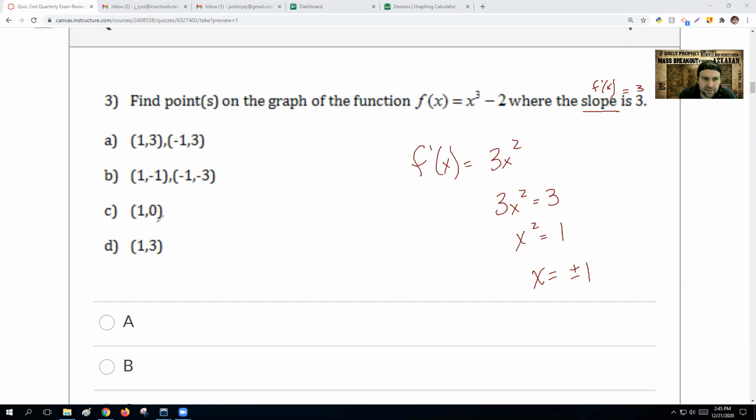So it's going to be not C or D. What we got to do is either A or B, and we're going to have to plug both 1 and negative 1 back into the original problem. So 1 cubed is 1 minus 2 is negative 1. Negative 1 cubed is negative 1 minus 2 is negative 3. So the answer should be B.